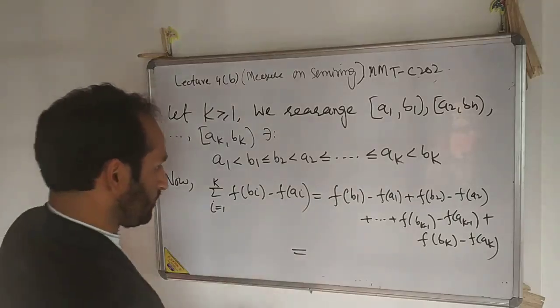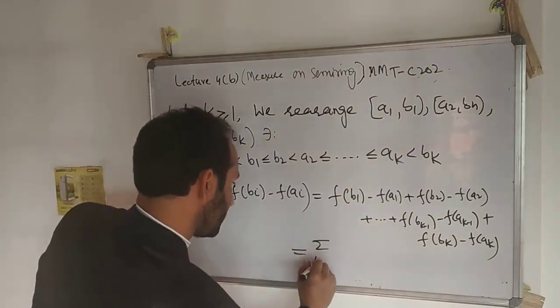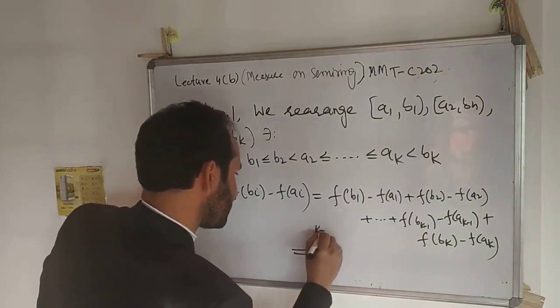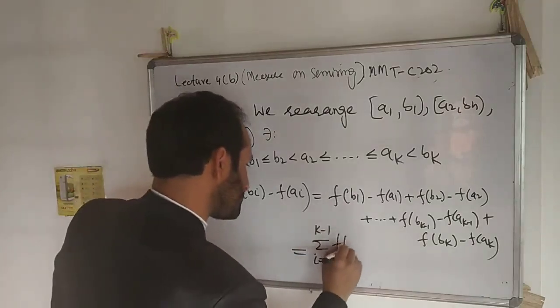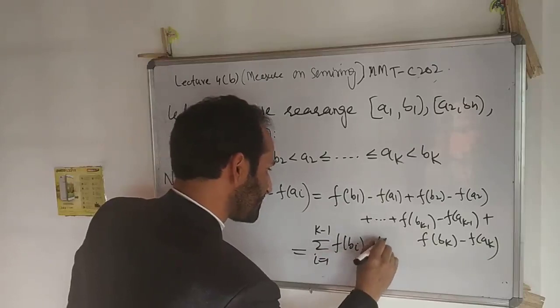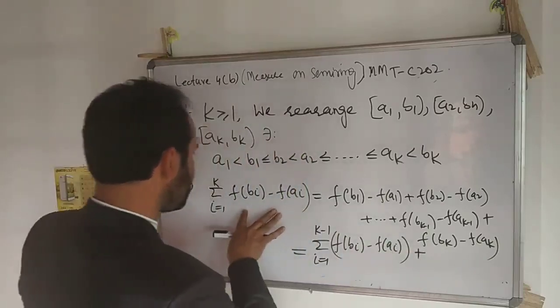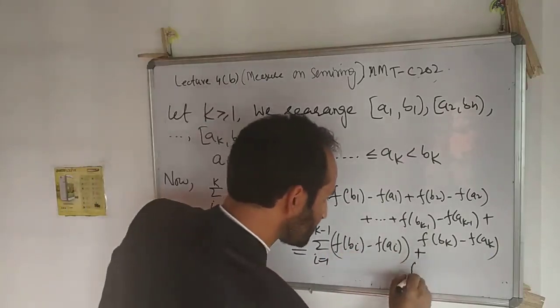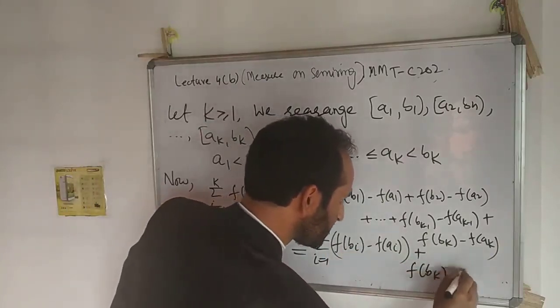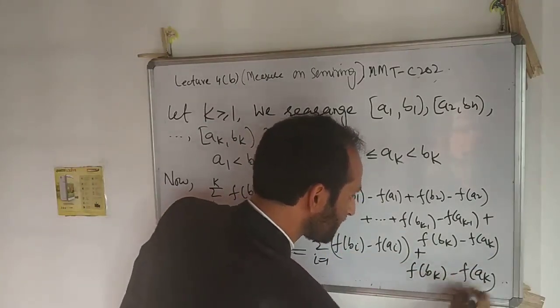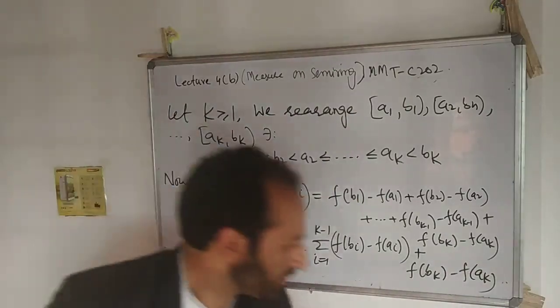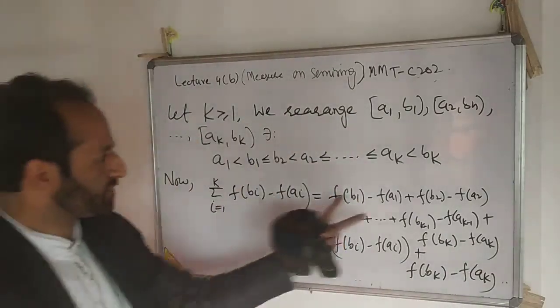So we can write it as summation i runs from 1 to k minus 1 of f of bi minus f of ai, plus the last term of this sum, which is f of bk minus f of ak. So we don't need to expand it here.